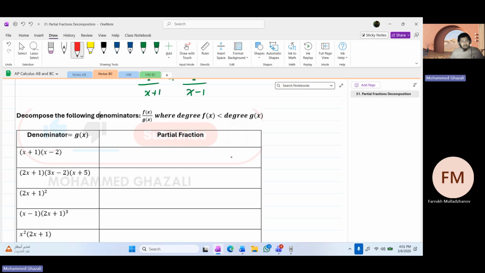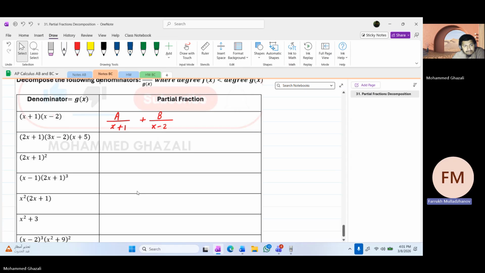Yes, Farooq, how will you decompose the first one? I'll say a over x plus 1 plus, remember this is only the denominator part, so a over x plus 1 plus b over x minus 2. Do the next one. So this one will be a over 2x plus 1. Good. Then b over 3x minus 2. Good. Then plus c over x plus 5. Because these are all linear.